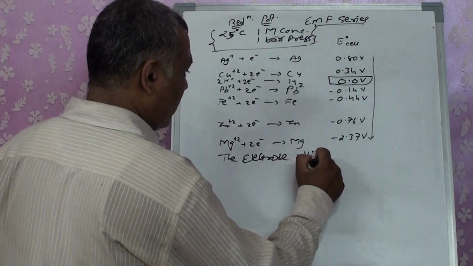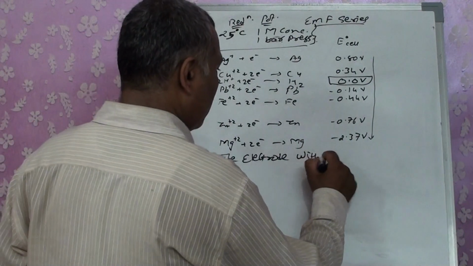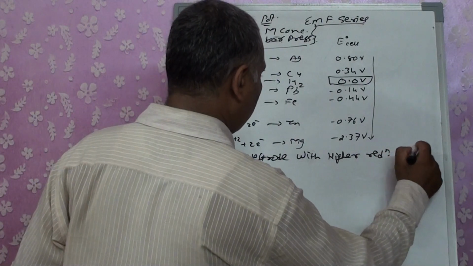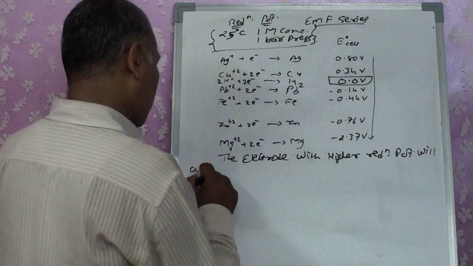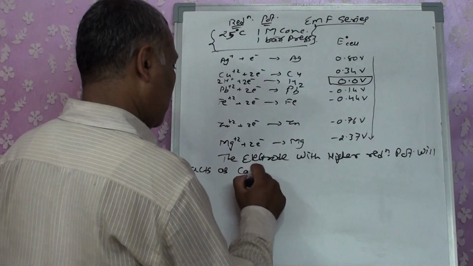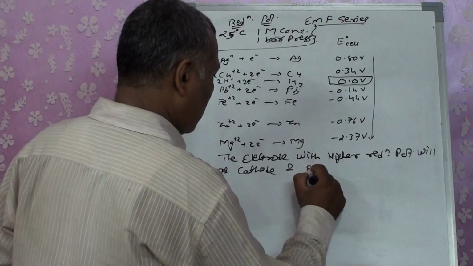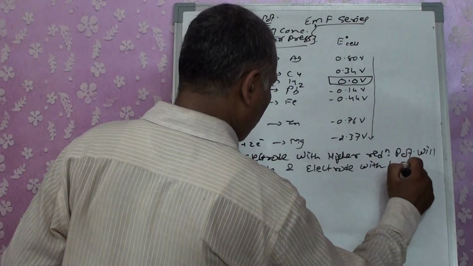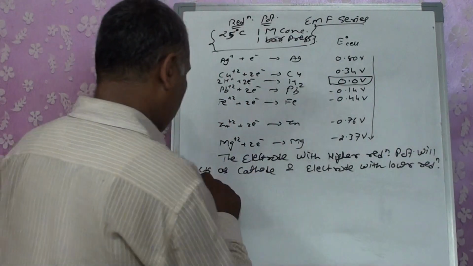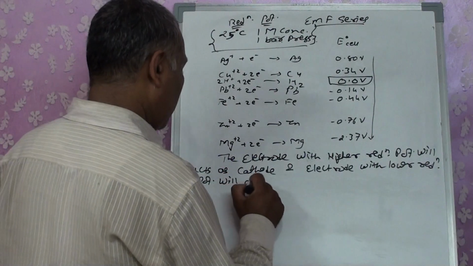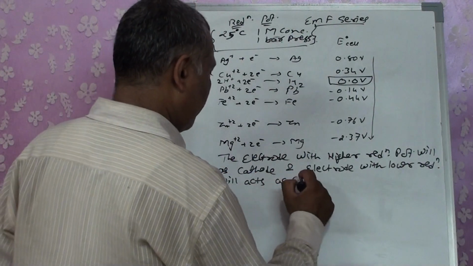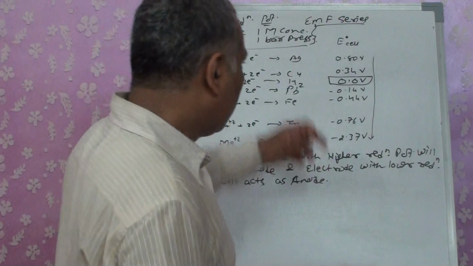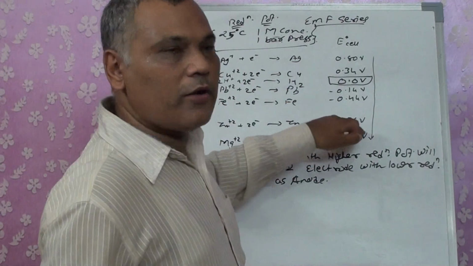Electrode with higher reduction potential will act as cathode, and electrode with lower reduction potential will act as anode. Or in short, to understand it, the lower one will be anode, the upper one will be cathode.